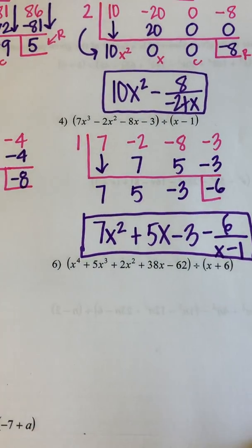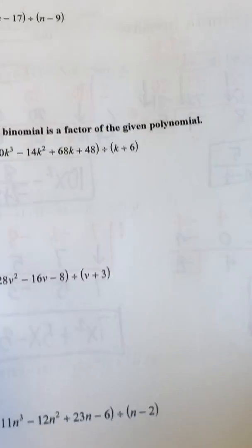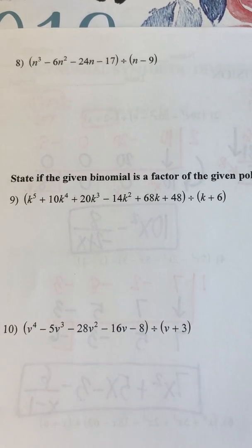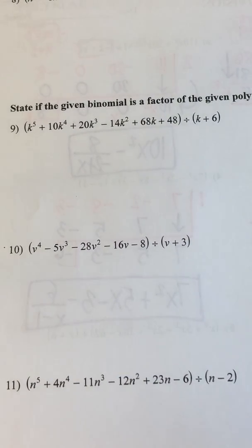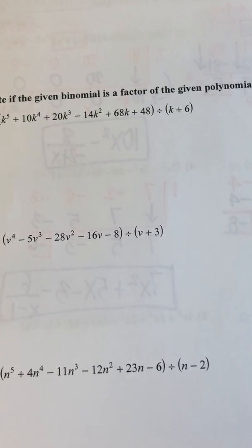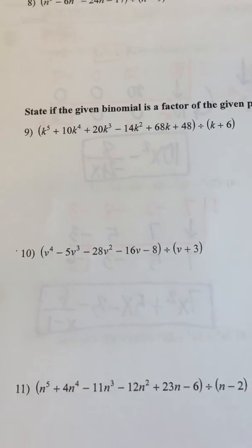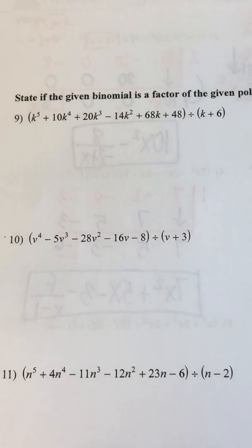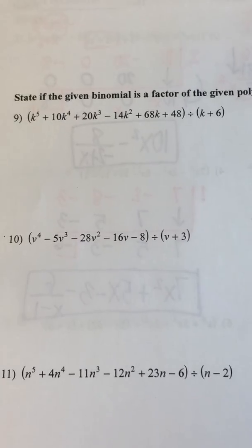All right, flip it to the back for me real quick, please. And let's look at number 9 and number 10. My directions are a little bit different here, okay? They say, state if the given binomial is a factor of the given polynomial, okay? Now, this is going to be important to us when we get into Unit 3. Right here, I basically want to know, is it going to divide in evenly, or am I going to have a remainder? If it divides in evenly, what would my remainder be? 0. I wouldn't have anything left over.